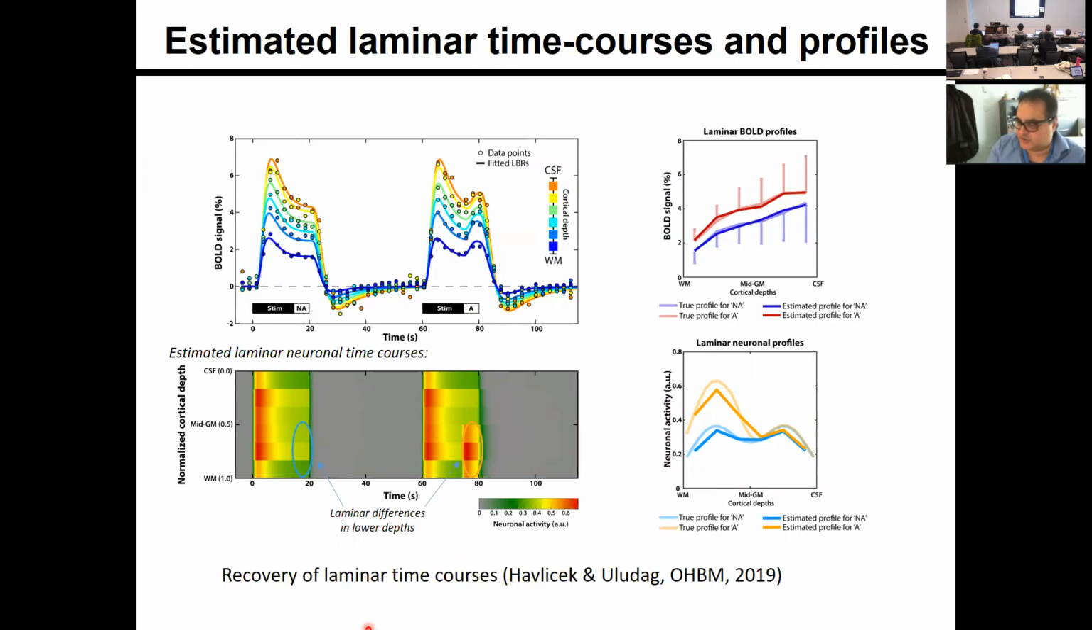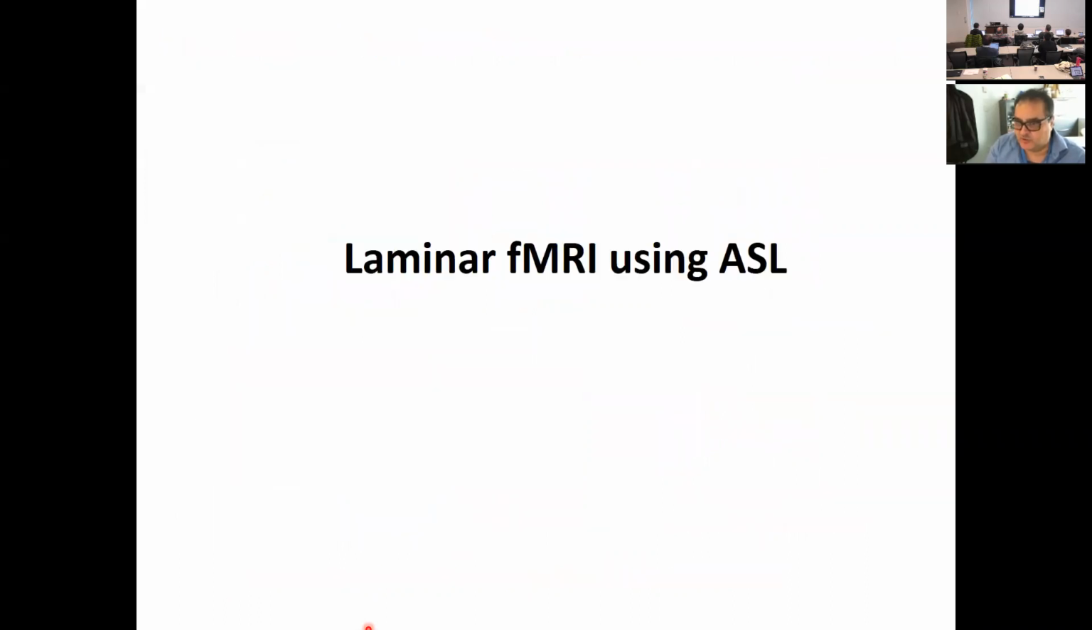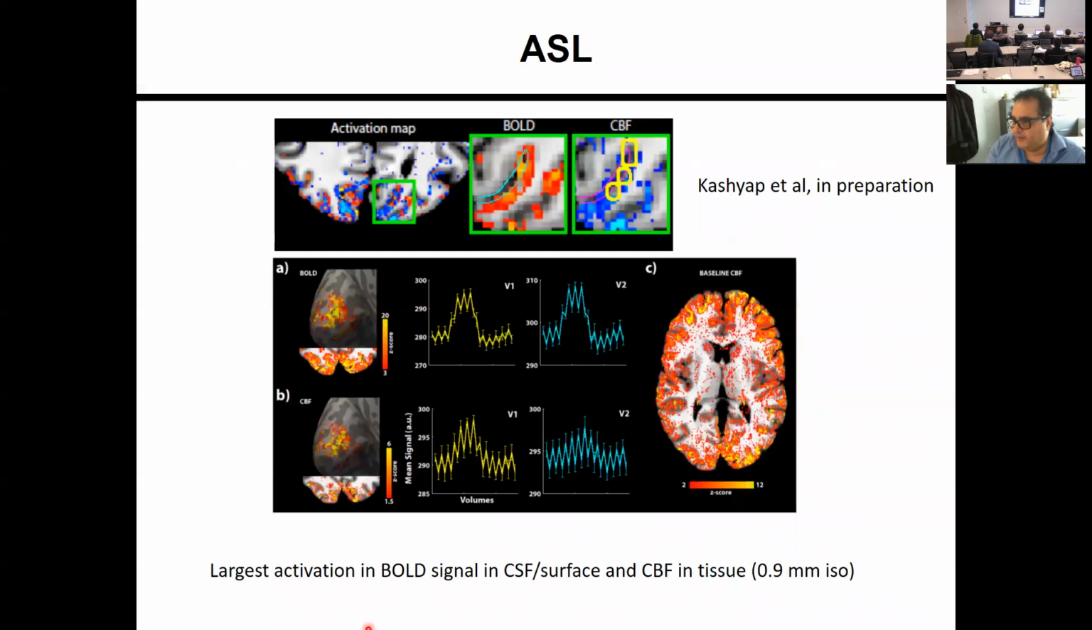I think my time is also ending now, so I will just do this very quickly. This is an unpublished study where we do laminar fMRI using arterial spin labeling, at 0.9 millimeter isotropic resolution, and we acquired BOLD. In arterial spin labeling, you get BOLD and CBF at the same time. Here you see the BOLD activation. The biggest activation is on the surface, and in these voxels we don't have activation in CBF, which we do not expect.